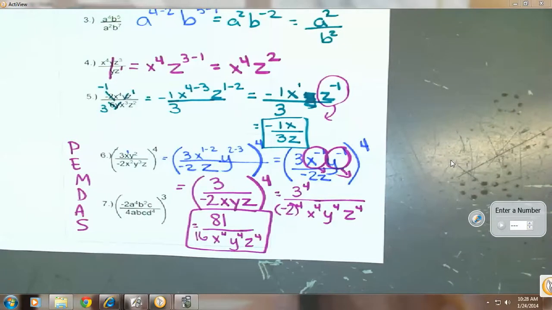This D doesn't get to go to the numerator. It stays down here. It's down here in the denominator, so it has to stay down there. So then, move this D down as well. Erase it from here.